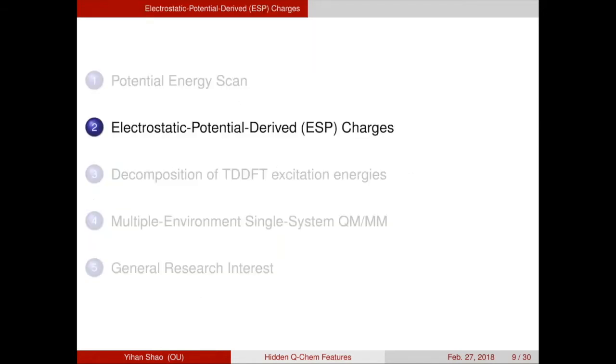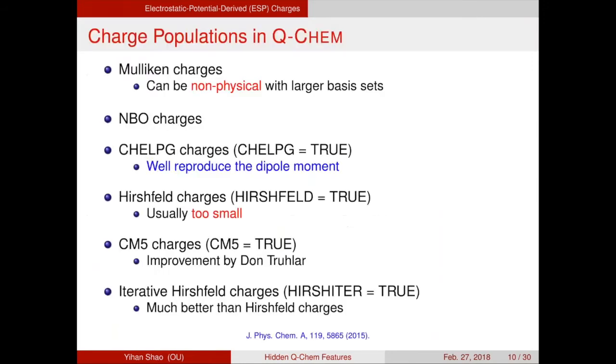The second feature is the electrostatic potential derived charges. And as you all know, Q-Chem offers many, many charge populations. When we run a Q-Chem job, we always see Mulliken charges printed out in the file. And we also know that Mulliken charges can be problematic because when we have large basis sets with diffuse functions, the values can go crazy, can get non-physical.